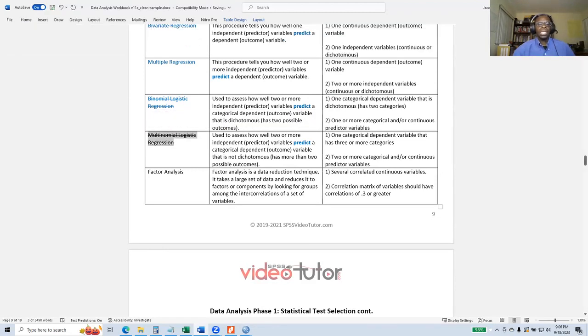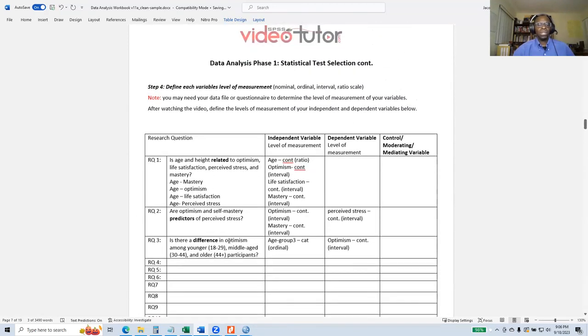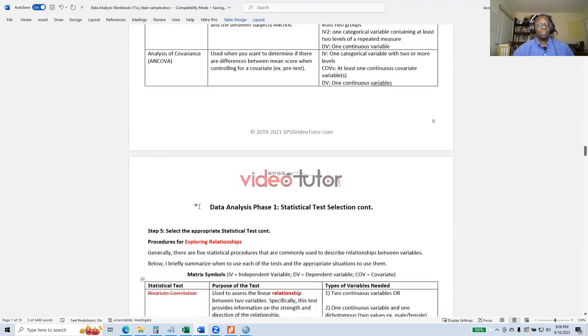Okay. And then factor analysis, used for data reduction. We don't say anything up here about data reduction. There's nothing in here about data reduction. Didn't say anything about data reduction. So that's out.